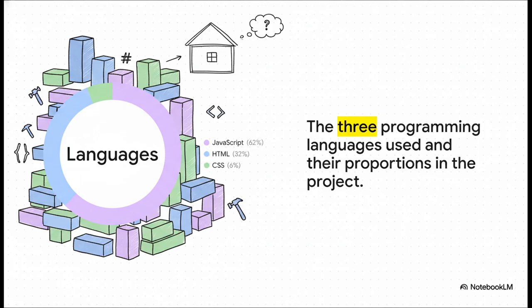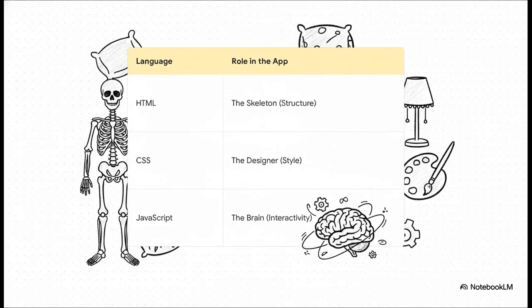Okay, stop number 2 on our tour, the building blocks. If this app was a house, these are the raw materials. And what we see here is that it's built with 3 main programming languages. You can see JavaScript is doing most of the heavy lifting, over 60%. Then you have HTML and a little bit of CSS. But what do those names actually mean? What does each one do? This is where it gets really cool.